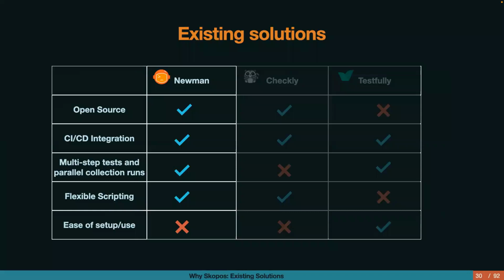Let's start off with Newman. Newman is a CLI tool for Postman and allows setting up multi-step tests that can run in parallel. However, it has a steep learning curve. Newman requires a developer to write their own test scripts. Also, collections have to be created in Postman and then exported to be used in Newman.